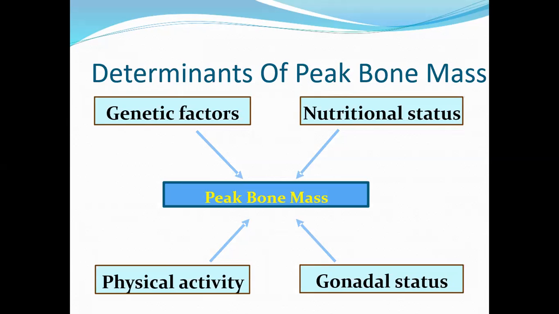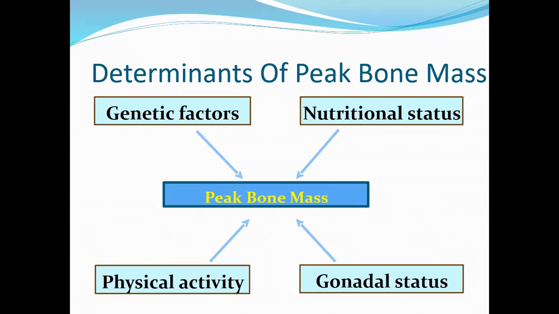Now, the next one is nutritional status. Likewise, there are two types of persons, vegetarian and non-vegetarian. Vegetarian persons have less calcium or collagenous material, because they depend totally on vegetables, and consume only a small amount. Non-vegetarian persons consume a high amount of calcium as well as proteins, so the peak bone mass is greater in such persons.